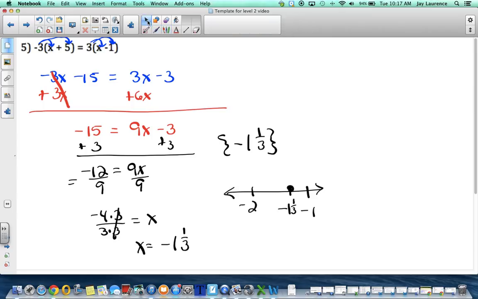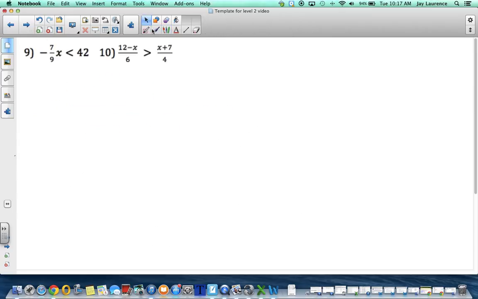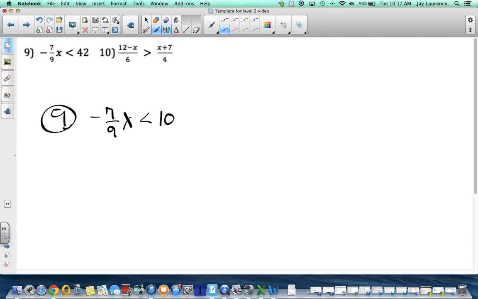All right, let's see here. Number 9. Oh, inequalities. Got to be careful with inequalities. Got to remember that with an inequality, if you multiply or divide both sides by a negative, did you hear that? If you multiply or divide both sides by a negative, the inequality is going to change direction. So I'm going to multiply this side by 9 over 1 and this side by a plain old 9. I'm just going to use a 9. The 9s will cancel. I'll get a negative 7x is less than 90.